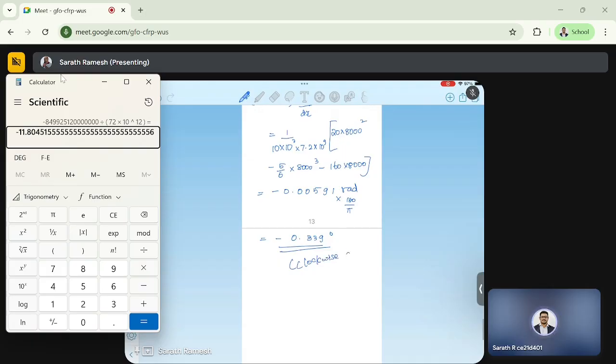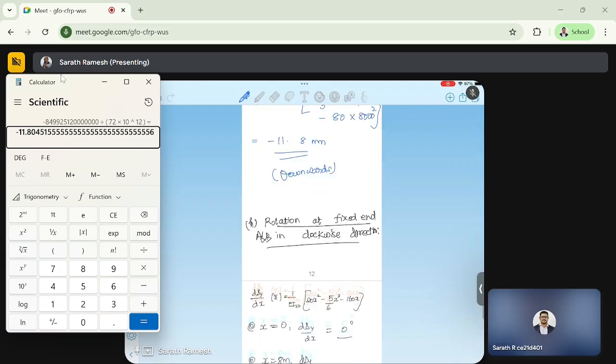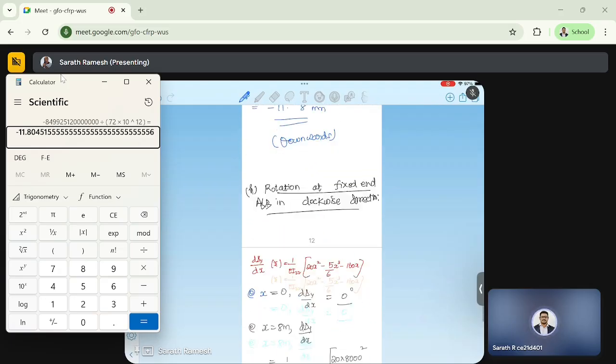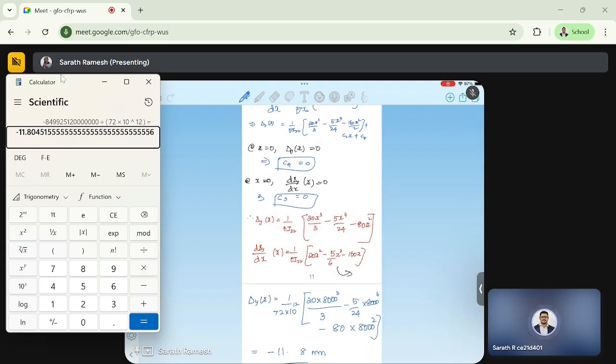Since the question is directly asking for clockwise, we can simply say this rotation is 0.3, if rounded off to 2 decimal places, means 0.34 degrees. Okay, so that's it. Fine. So this finishes the first problem that I have for today.